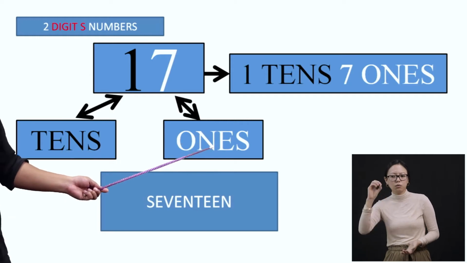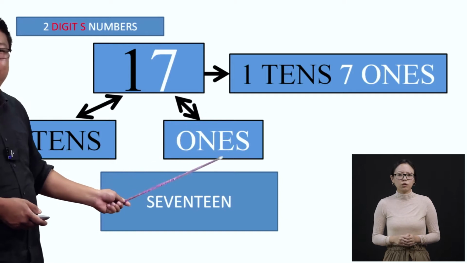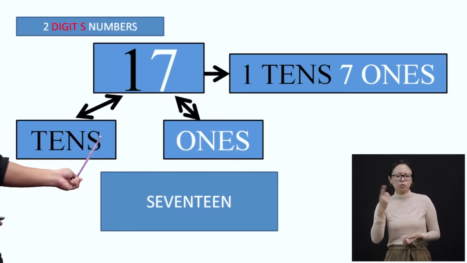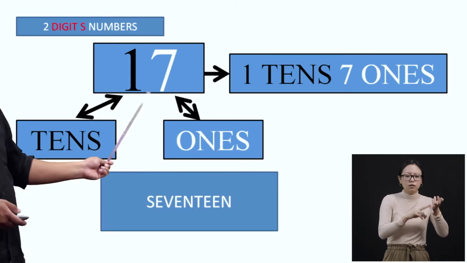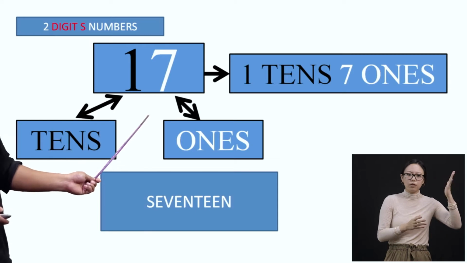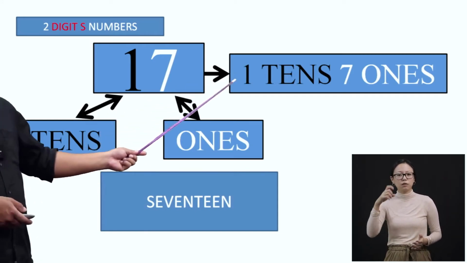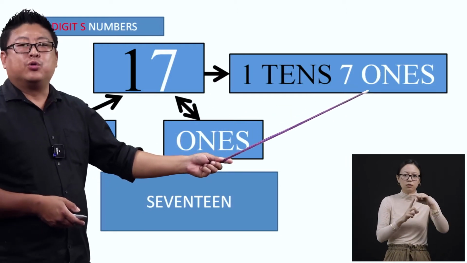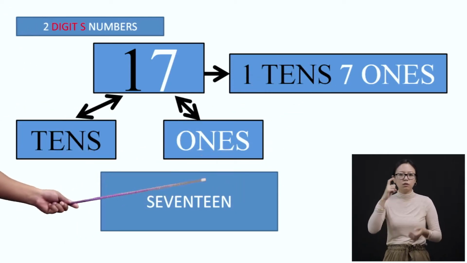Okay, so if you look at the two digit number carefully, the number 7 is in ones place. And we have already learned that the ones place is always on the right. Okay? And the number 1, it is in tens place. So the tens place is always on the left. All right? So when we combine these two, we can read this number as 1 tens and 7 ones. So if you combine 1 and 7 together, we get 17.